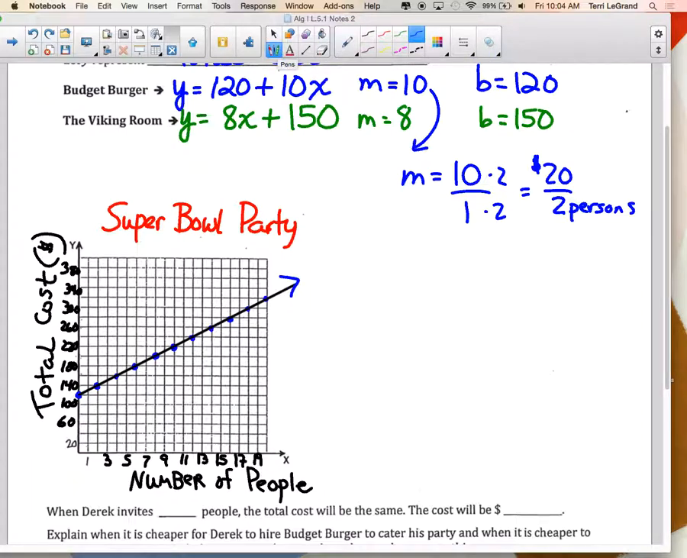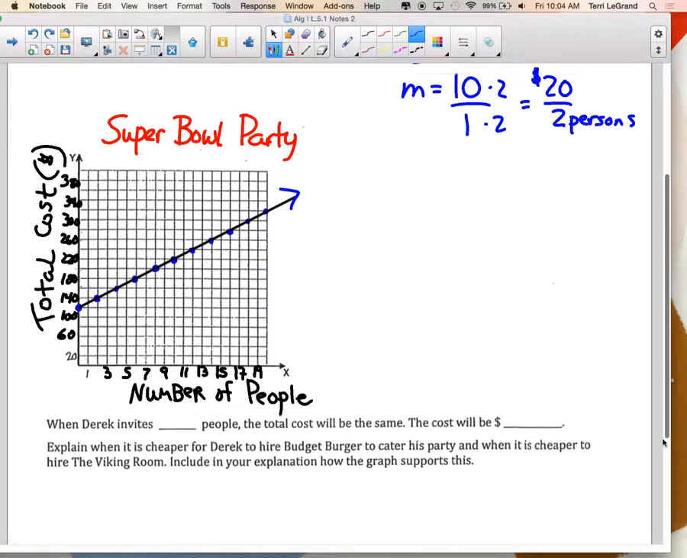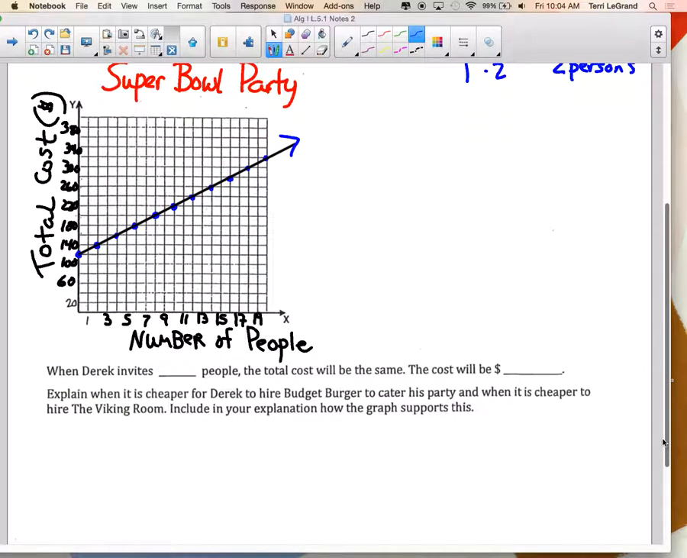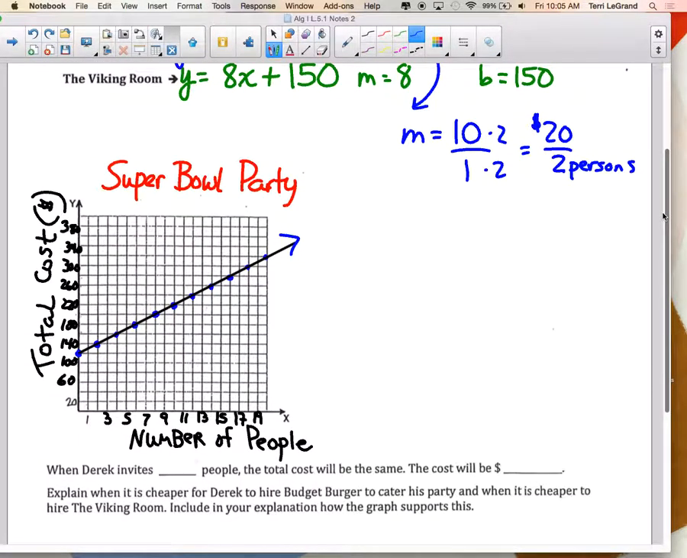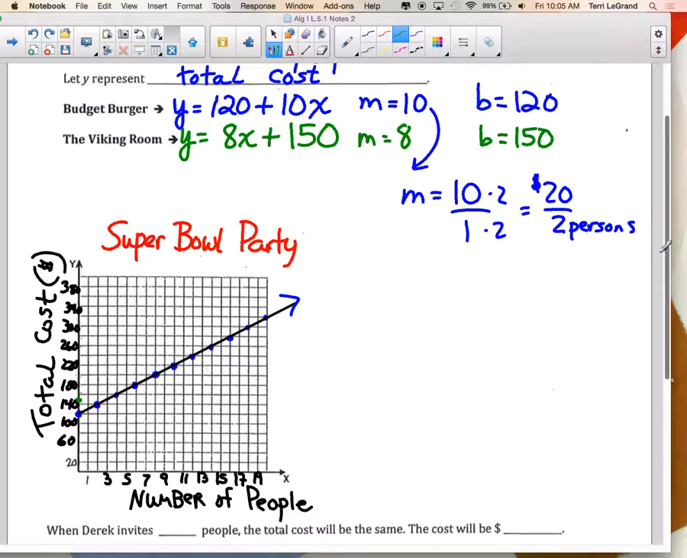Whoever's having this party can invite as many people as they want. It just happens to stop at 20 on our graph, doesn't it? Yes. Okay, now let's get the other one ready to graph. What was its y-intercept? 150. That's going to be kind of halfway between a couple grid lines, right? Yeah. And its slope is 8.